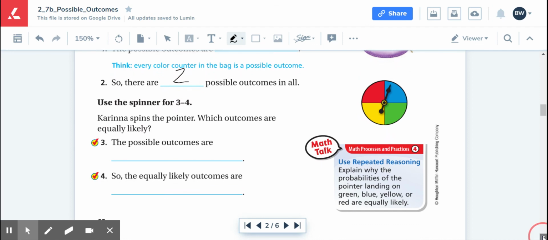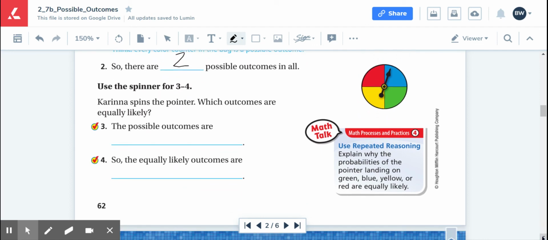And then we're going to check out the spinner. Karina spins the pointer. Which outcomes are equally likely? That's an interesting question for the spinner. I want you to look at this spinner. We have 1, 2, 3, 4 pieces. If this were a circle and we were talking about a fraction, we have 1/4, 2/4, 3/4, and 4/4. Each of these pieces are equal. So does that mean all of these colors are equally likely?